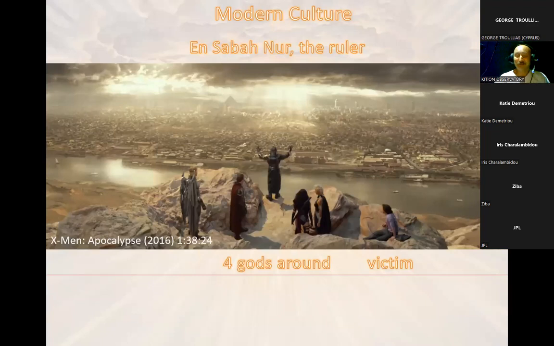Okay, in modern culture, let's go to cinema and watch the movie X-Men Apocalypse. It was made in 2016. At the beginning of the movie, En Sabah Nur, the ruler, says that he needs four gods. At the end of the movie, 1 hour 38 minutes later, we see the ruler surrounded by four gods. Do you remember where four comes from? It comes from the central part of the world tree. There should be four of anything, four gods. Yes, the central part.